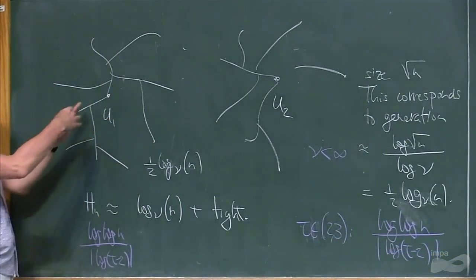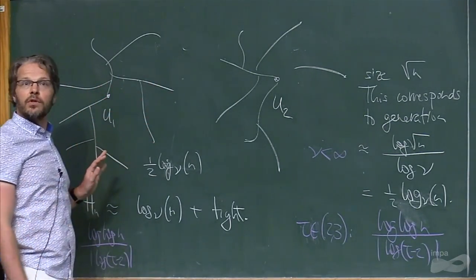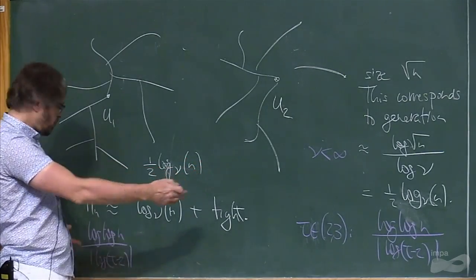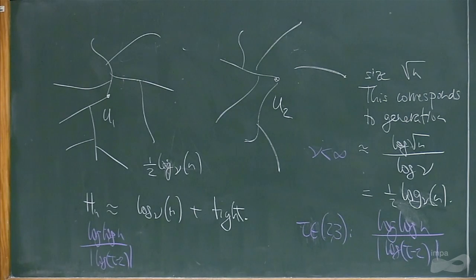And basically before that you're not going to have any connections between these two trees, and afterwards you're going to have tons of them. So the graph distance needs to be the sum of these two, which in this case is going to give you 2 log n over the absolute value of log tau minus 2. And that explains the result in the main theorem.